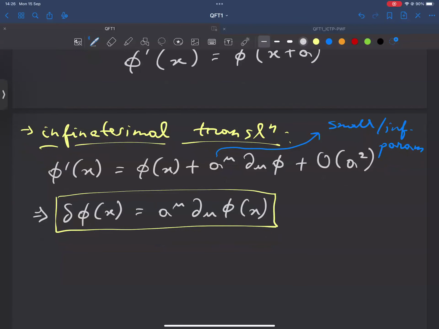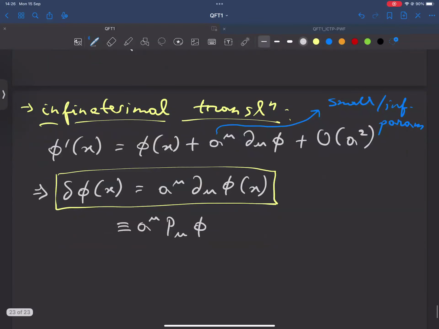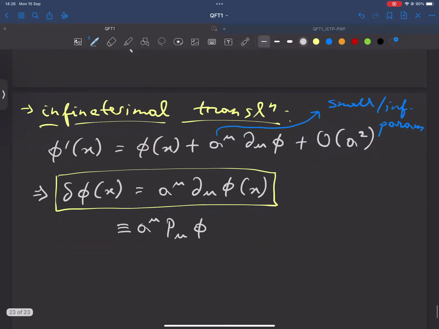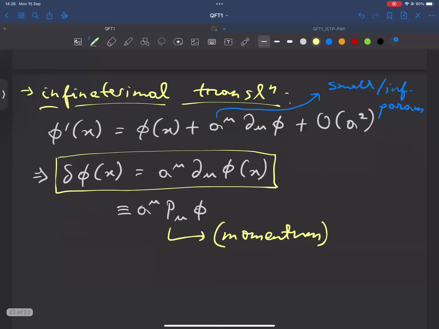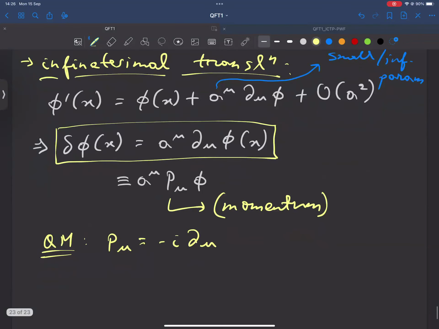And we will denote this as an operator acting on phi times a mu. And there's a reason why we called it P, because as we will see, this will be the momentum operator. And for instance, you can recall from your quantum mechanics knowledge that this was precisely the momentum operator, right? And that's what we get here also. So that's the notation P.